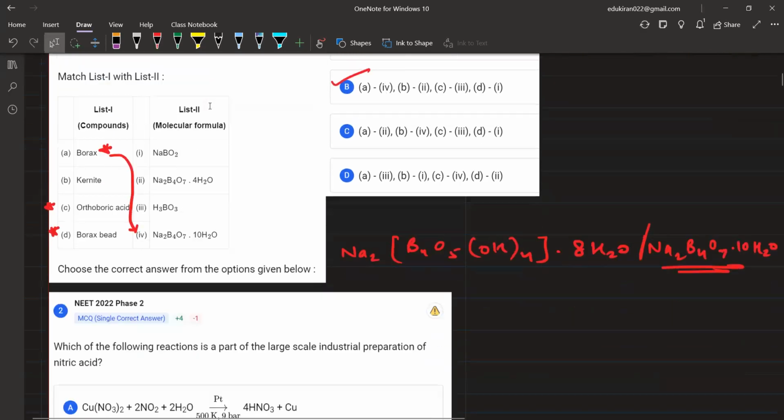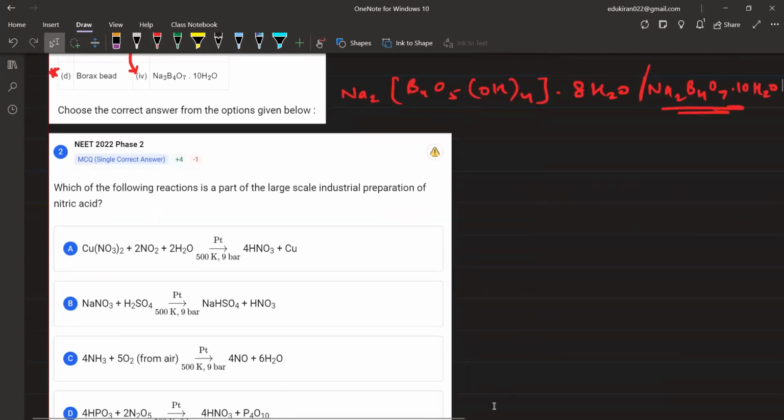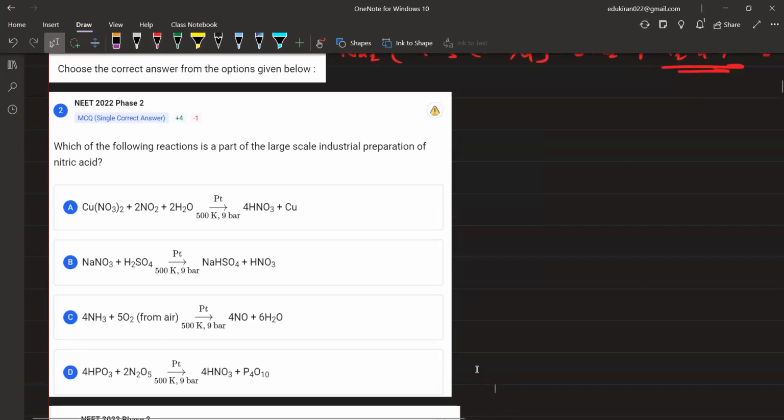So moving on to the next one. Try this. Spend some time on this. Don't look anywhere else, but look at what the question is saying. Which of the following reactions is a part of large scale industrial preparation? Whenever you have industrial preparation, you will be using cheap items. In the lab, since you are going to make a very small amount, you can use somewhat expensive material. But in large scale production where you need profit, you will be using a reactant which is very cheaply available.